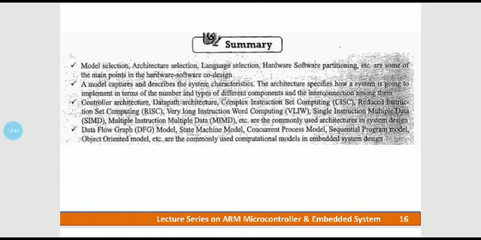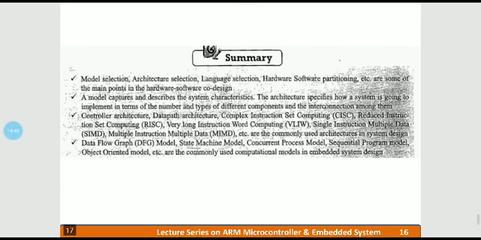So for today's lecture we have learnt what a model is, how do I select a model, what an architecture is, how do we select an architecture, what a language is, and what the different computational models are. In the computational models, we have seen two. One is called the data flow graph model, and the second one is the control data flow graph model. And the rest of the models in the list we will consider in the next video.